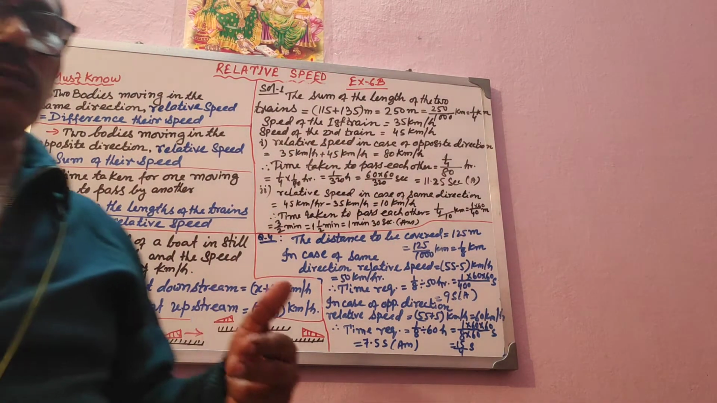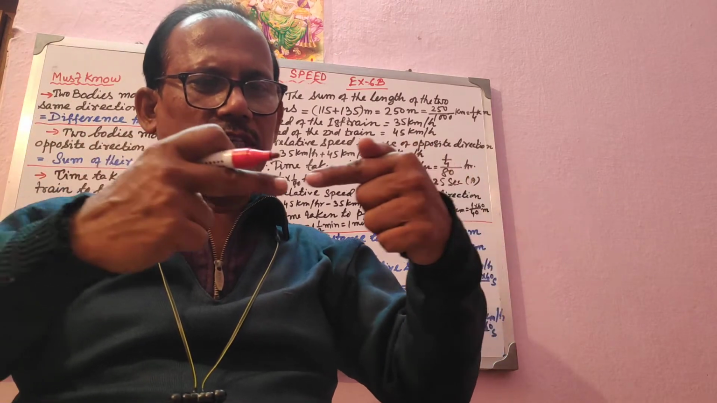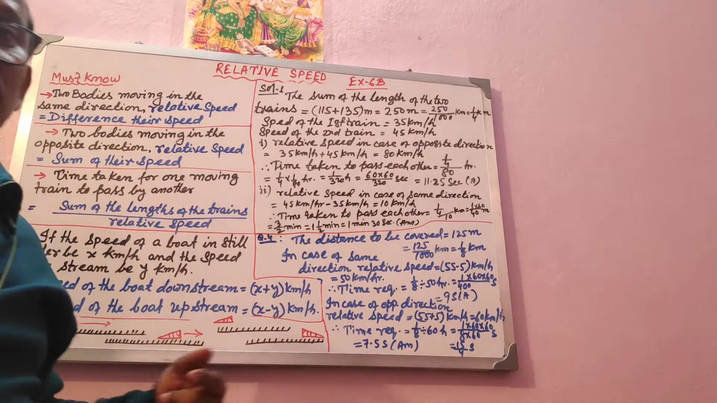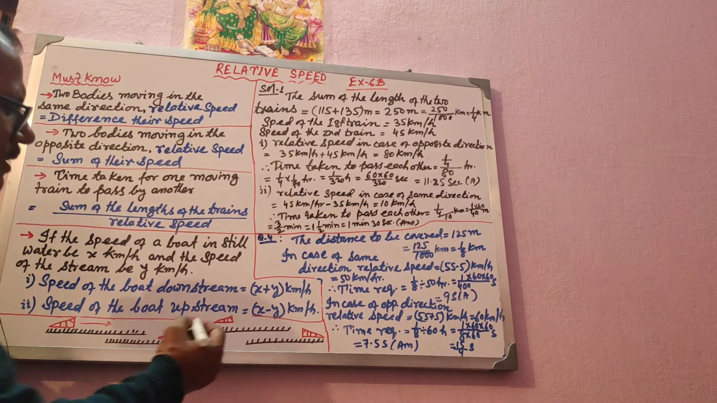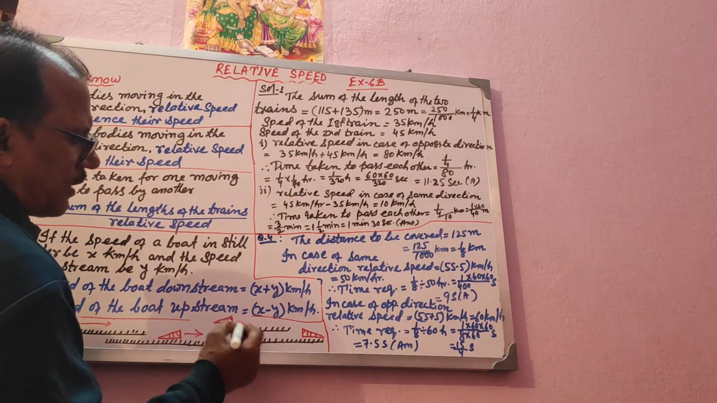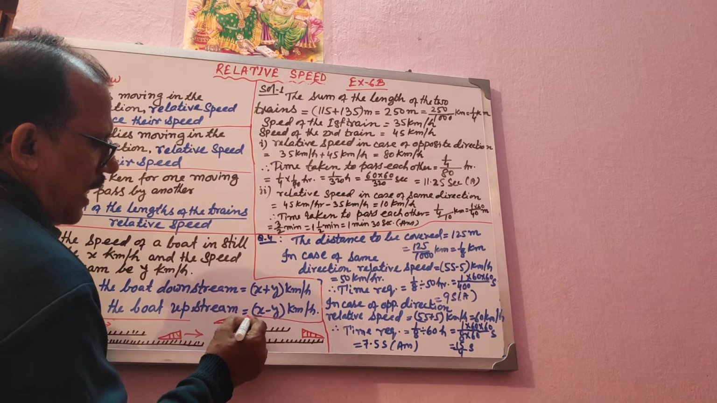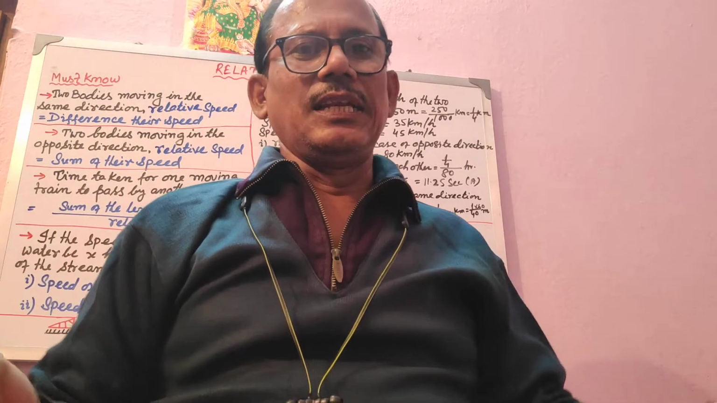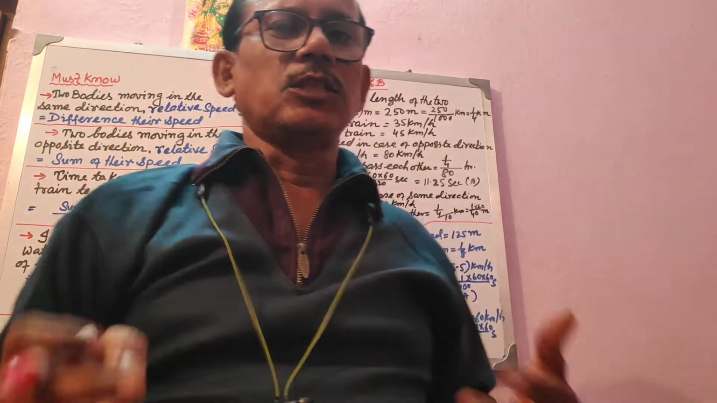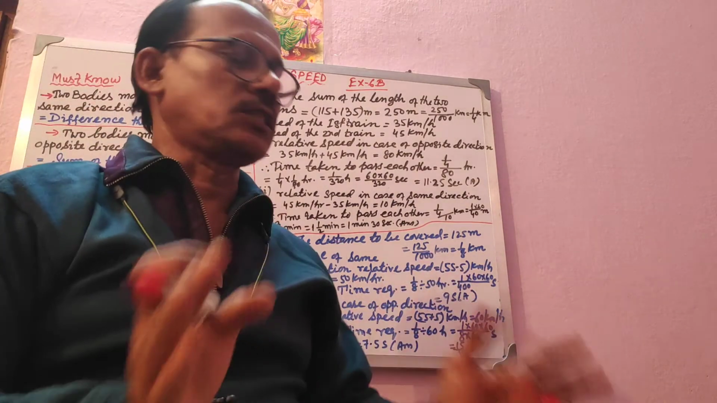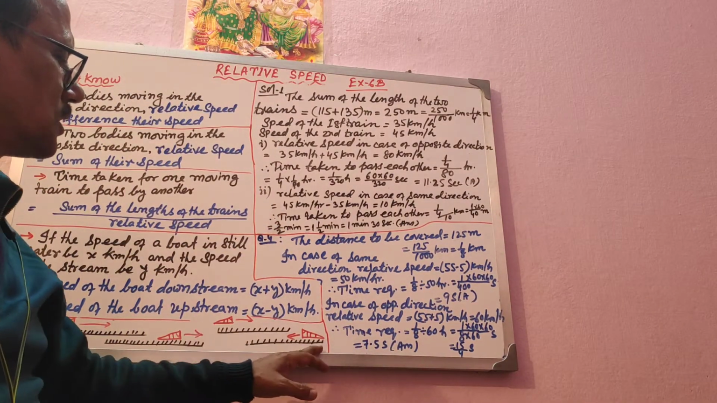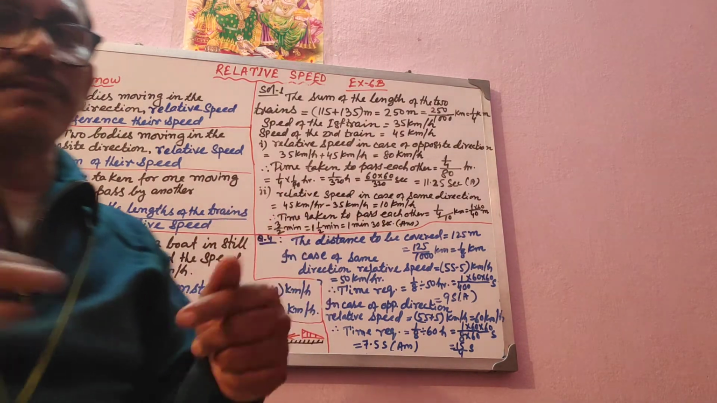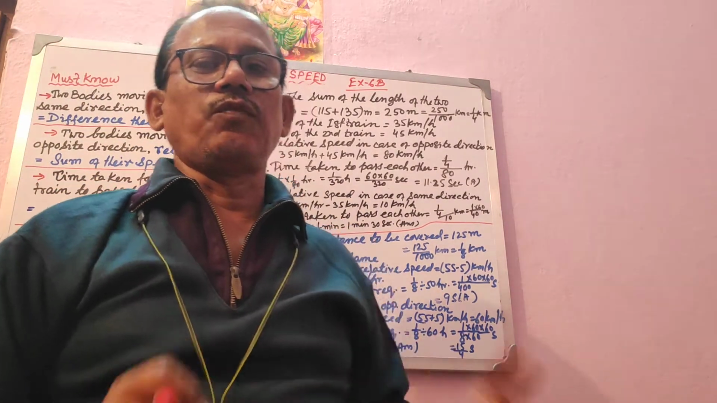Now think of the other one. They are moving towards each other, in opposite directions. On these two parallel tracks, this train is moving towards this side, and this train is moving towards that side. That time the speed is accelerated, actually the speed became more. So what will the relative speed be? The sum of their speeds. Suppose this is 50 km per hour and this is 90 km per hour. The relative speed will be 90 plus 50, 140 km per hour.